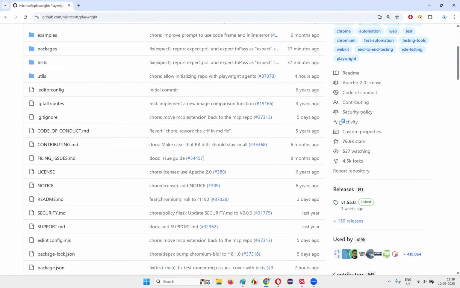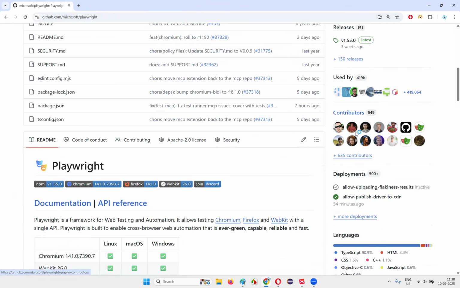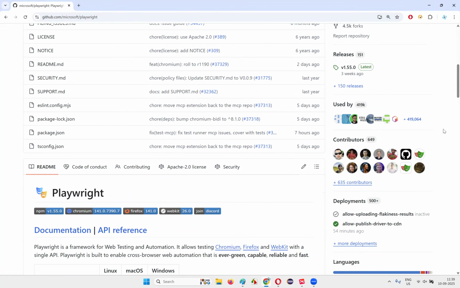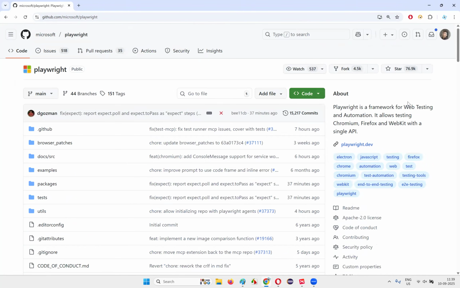And here, these are the people who are contributing to this, guys. These are the list of people who are contributing to the Playwright test automation tool. 649 contributors are there, and Playwright is currently used by 419K. So you can check popularity here: how many people are using the Playwright tool. You can check here, used by this many people, whereas contributed by this many people. So Playwright is a test automation tool which is built by these developers in the open source format.